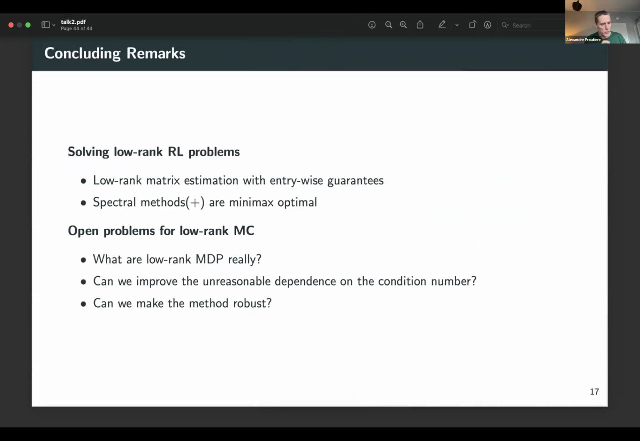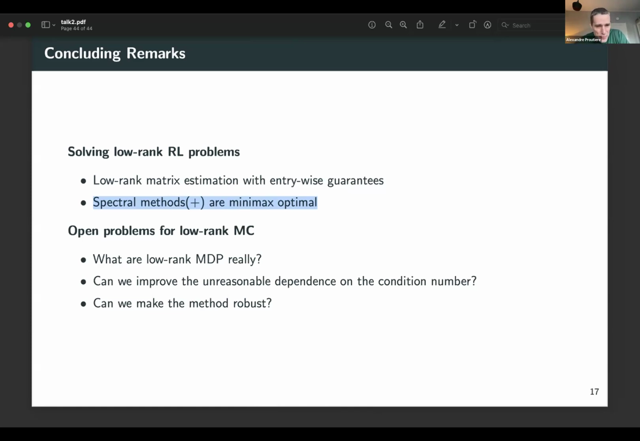Okay, so I will conclude here. Just a few concluding remarks. So we try to solve low-rank RL problems here. And the main ingredient for the analysis is a low-rank matrix estimation with entry-wise guarantees, or 1 to infinity norm guarantees. And essentially, we show that spectral-method-based algorithms are kind of minimax optimal.